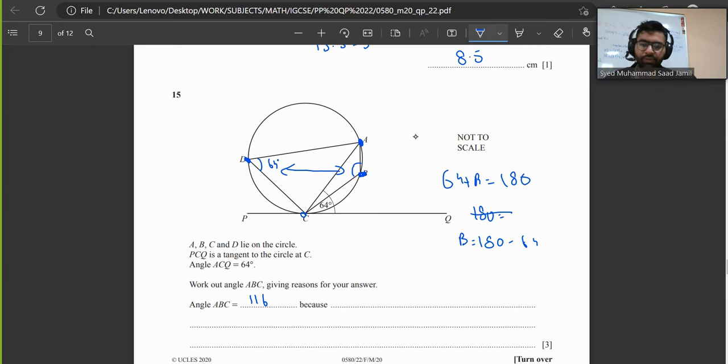Alright, so you can say because of alternate segment theorem. That's it.